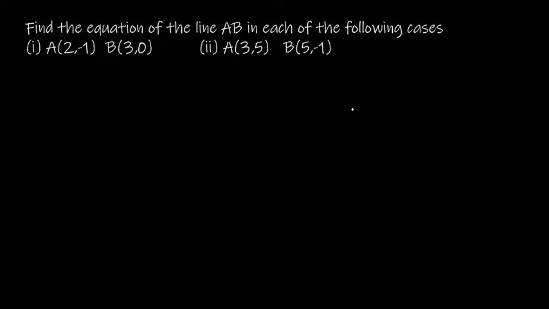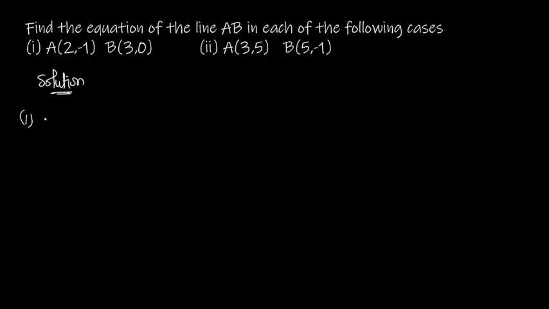We have to find the equation of the line AB in each of the following cases. In case 1, we have the point A with the coordinates (2, negative 1), and the point B with the coordinates (3, 0). In the second case, we have A with the coordinates (3, 5), and B with the coordinates (5, negative 1). Alright, so let's go ahead and look at the solution for this problem.